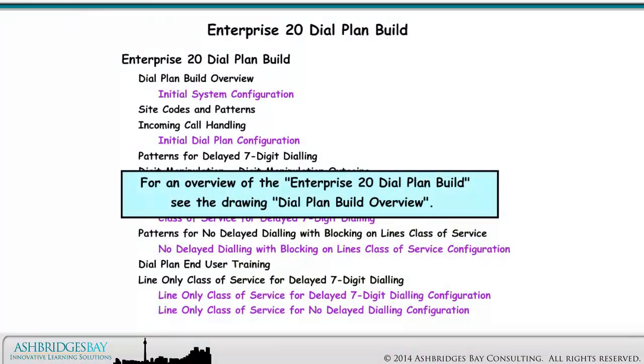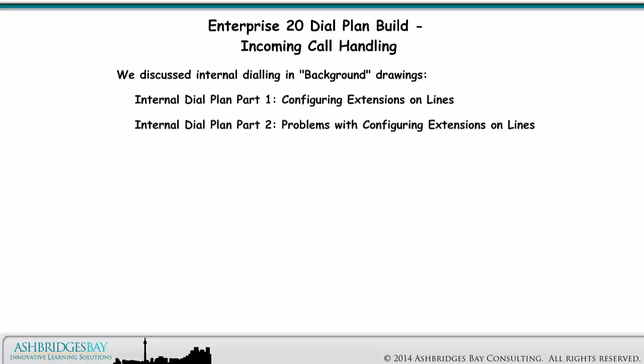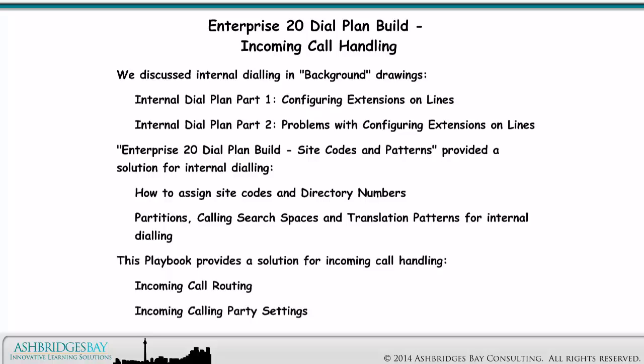For an overview of the Enterprise 20 Dial Plan Build, see our drawing, Dial Plan Build Overview. We discussed internal dialing in background drawings: Internal Dial Plan Part 1, Configuring Extensions on Lines; Internal Dial Plan Part 2, Problems with Configuring Extensions on Lines; and Enterprise 20 Dial Plan Build, Site Codes and Patterns, which provided a solution for internal dialing, how to assign site codes and directory numbers, and partitions, calling search spaces, and translation patterns for internal dialing. This playbook provides a solution for incoming call handling, incoming call routing, and incoming calling party settings.